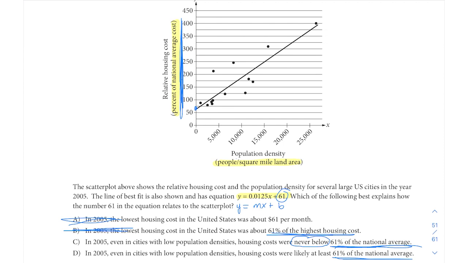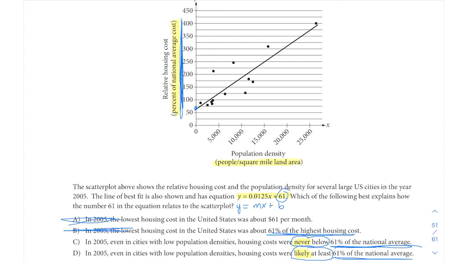Let's talk about the meaning of each. For C, it says, even in cities with low population densities, housing costs were never below 61%. And for D, it says housing costs were likely at least 61%. So here, never is an absolute, likely is a little bit less severe. That just means that that's the likelihood, but not necessarily a must. So now let's talk about what your best fit line shows. And like we said at the beginning, your best fit line is your best approximation of the trend in the data.